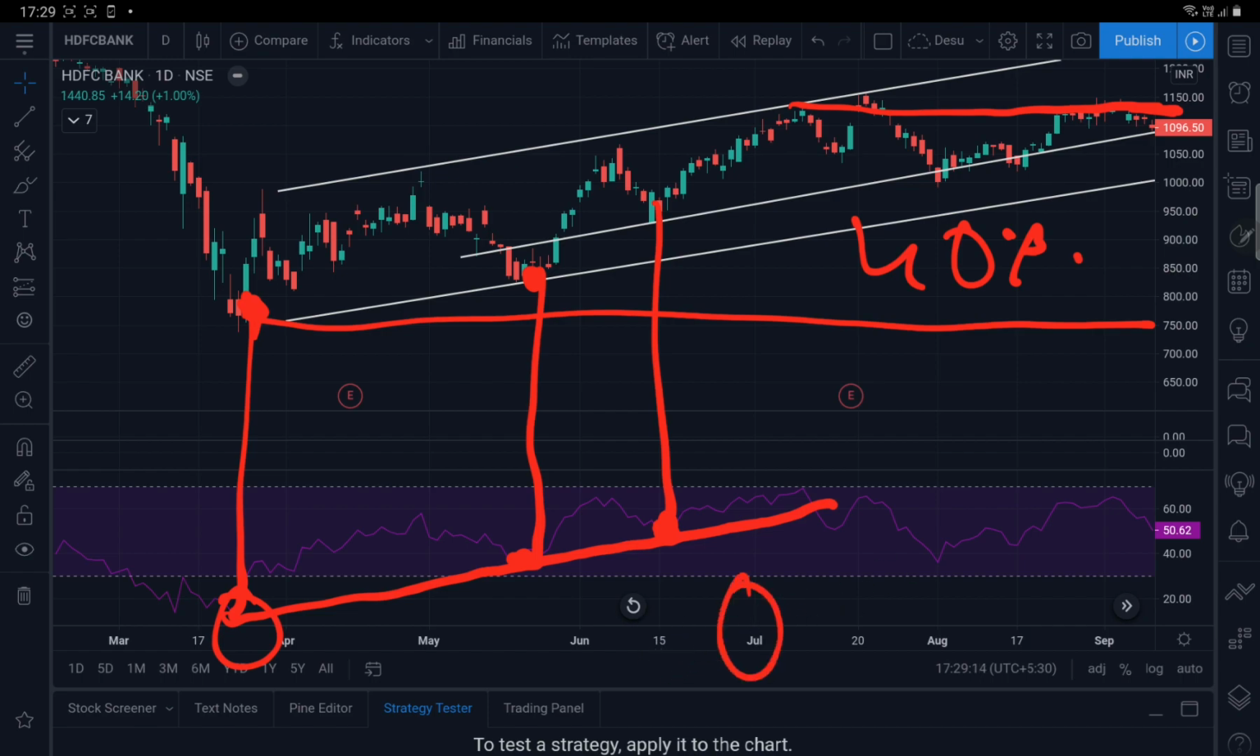This is the way you need to use the RSI strategy, and also sell accordingly if it is in the overbought zone, which is above 70 levels, and also touching the resistance of your price action. This is all for the video, guys.